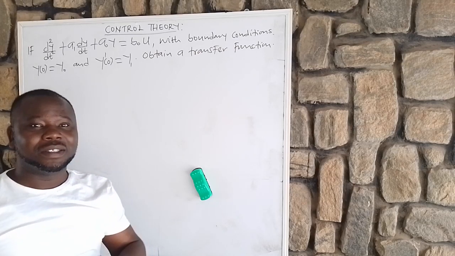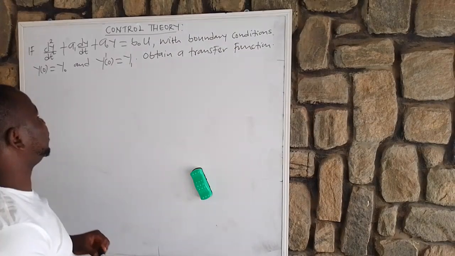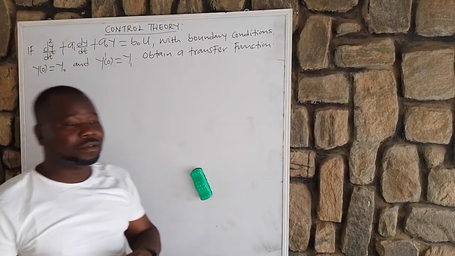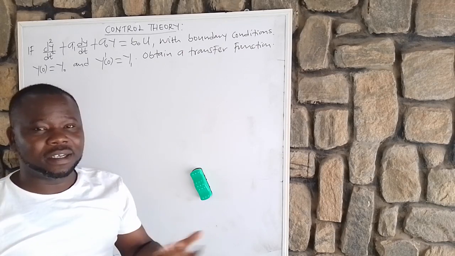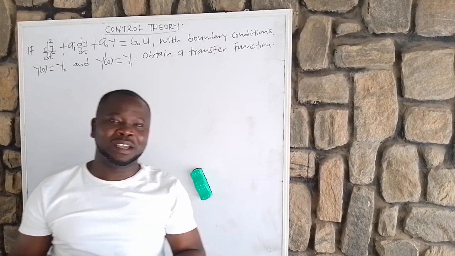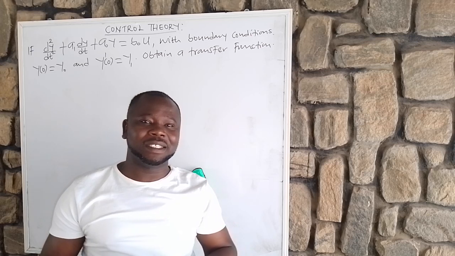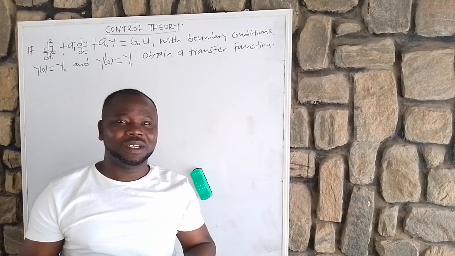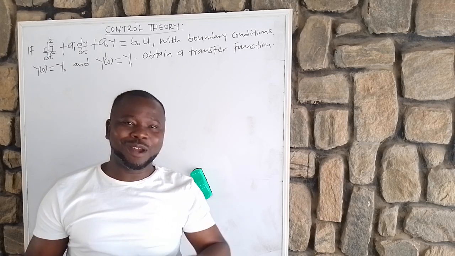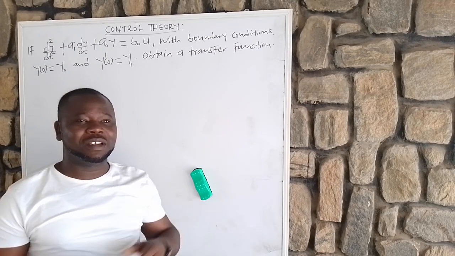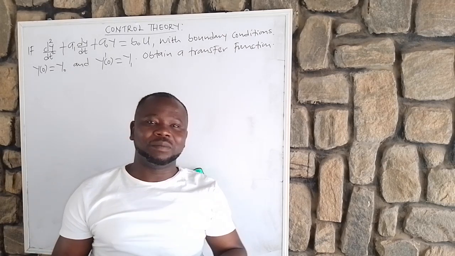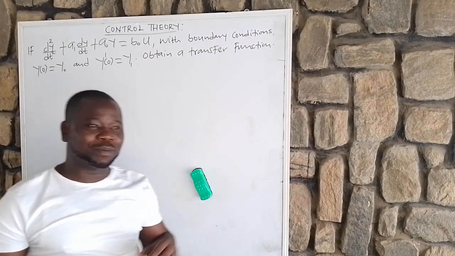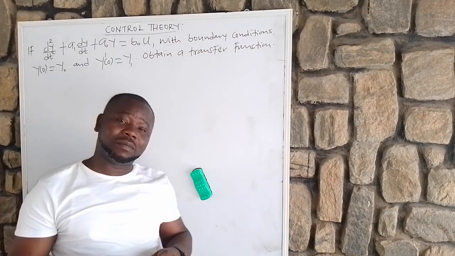Okay, today we'll be talking about control theory. Our focus is this example: how to obtain a transfer function as simple as ABC by using Laplace transform. So I'm going to break it down for you. Is that clear? Make sure you know this particular problem, know it better than the person teaching you.